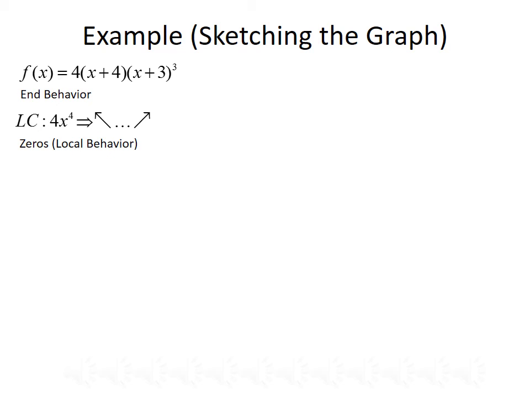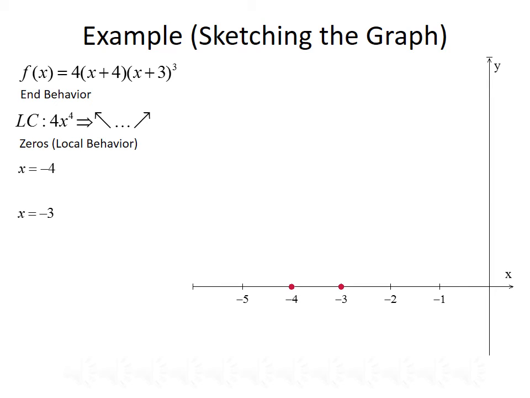Next, let's look at the zeros, or the local behavior. Previously in our example, we figured out the zeros are going to be x equals negative 4 and x equals negative 3. So we'll go ahead and draw those on our graph. So we plot the point negative 4, 0 and negative 3, 0. Those will be the x-intercepts for the function. For the zero, x equals negative 4, we know there's a multiplicity of 1, which means that the graph will just pass directly through the zero.